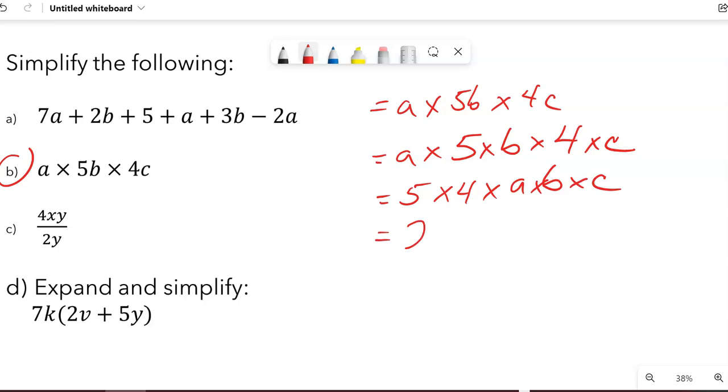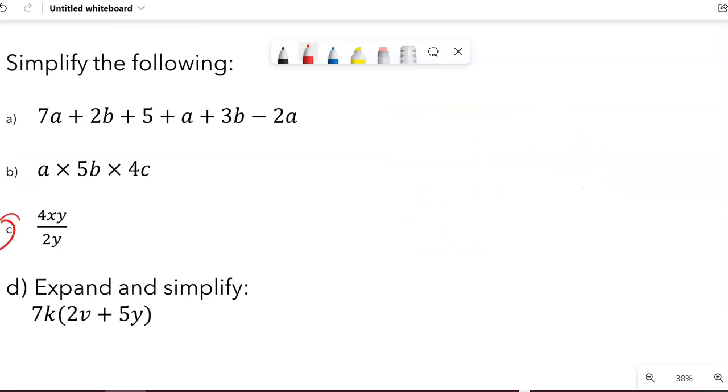5 times 4 is 20, so I can do that. But I can't multiply anything different times A times B times C, so I'll just write it algebraically. 5 times 4 is 20, times A times B times C is written like that. That's simplified. Now let's look at C.